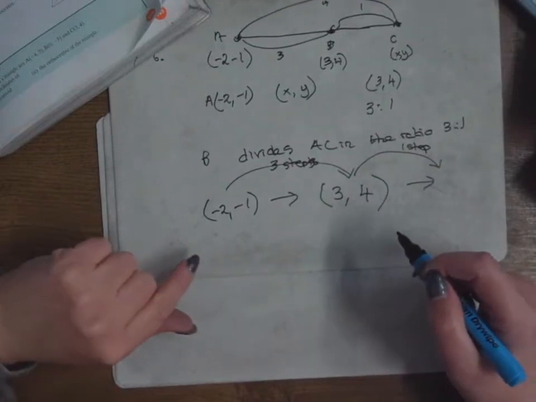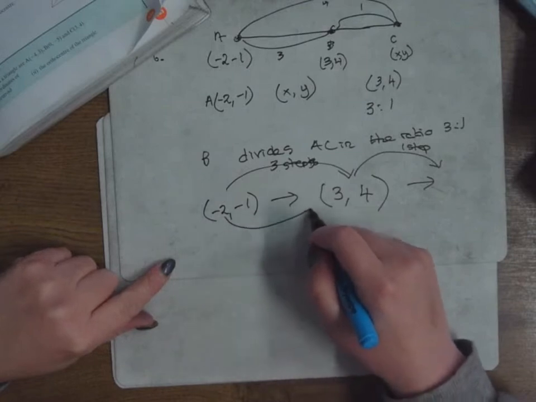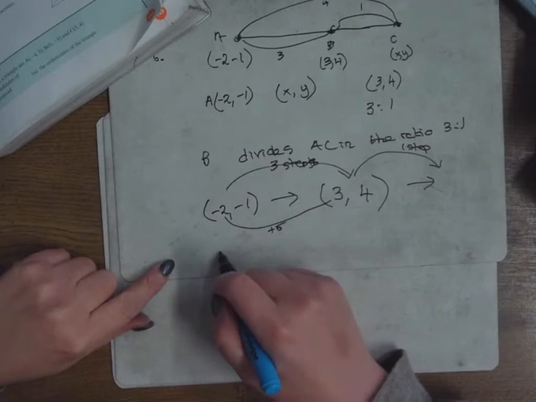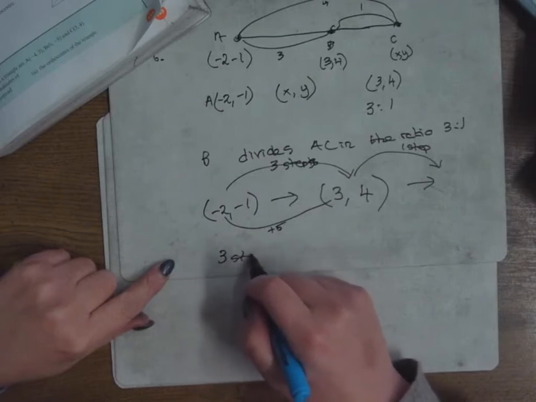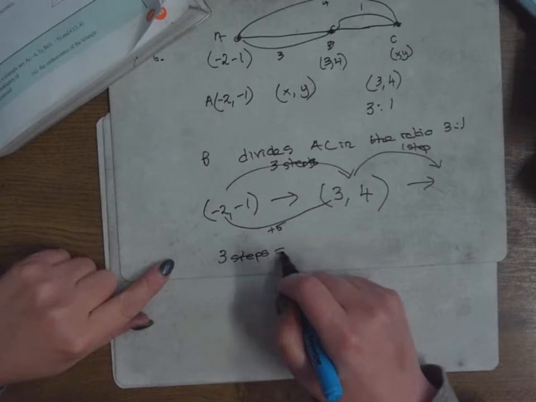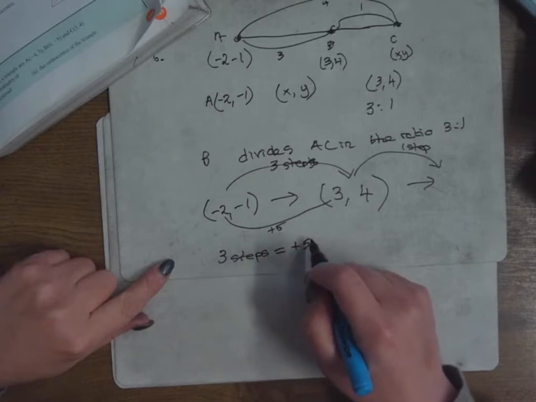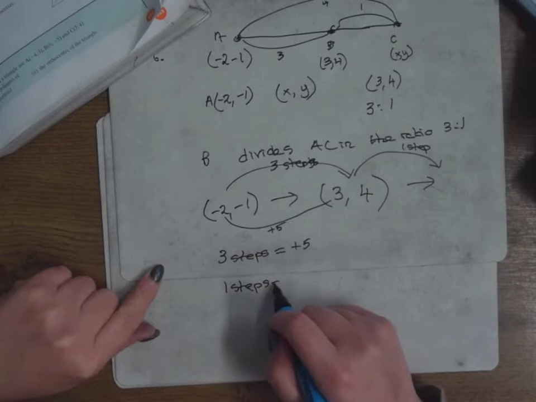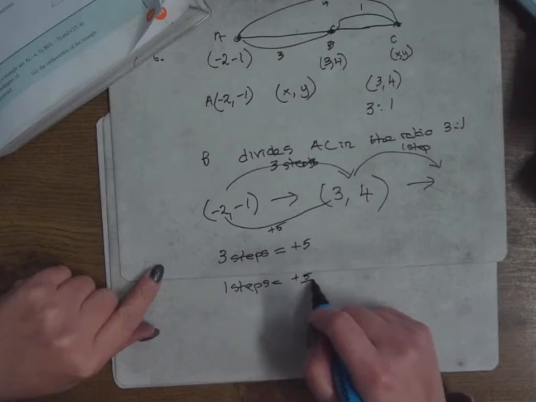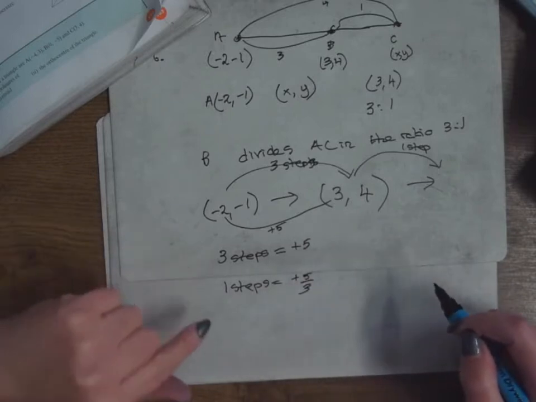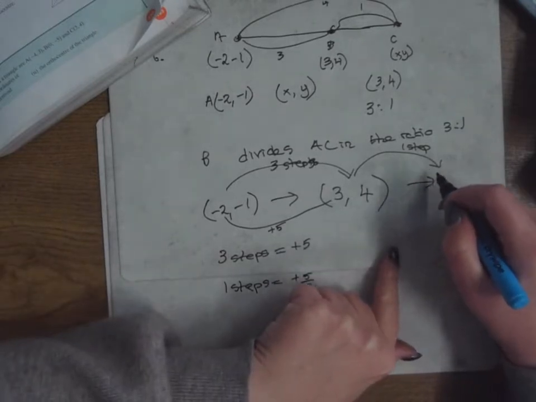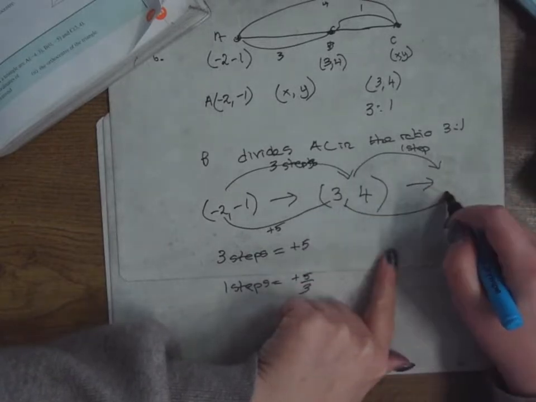Right, okay, so let's see what happens. The x goes from -2 to 3, that means add 5. So when I went 3 steps, I added 5. Agreed? Now I want to go 1 step. So if 3 steps is to add 5, divide each side by 3. So 1 step is to add 5 over 3, wouldn't it? To go from 3 down to 1, divide by 3. So I'm going to add 5 over 3.